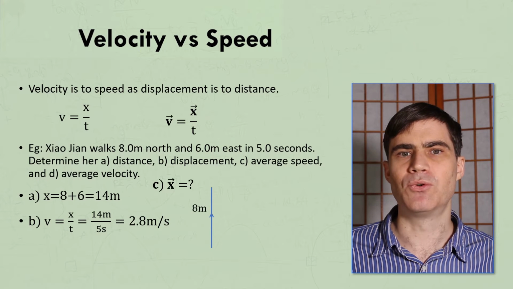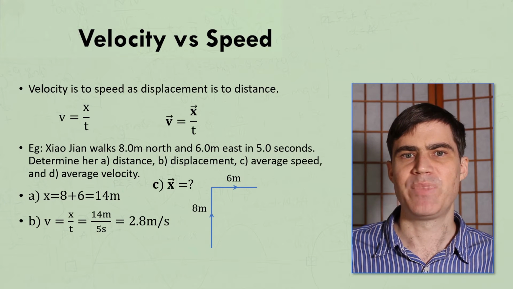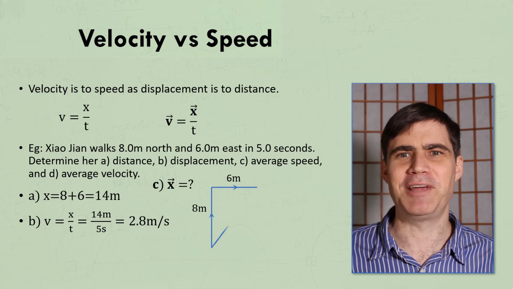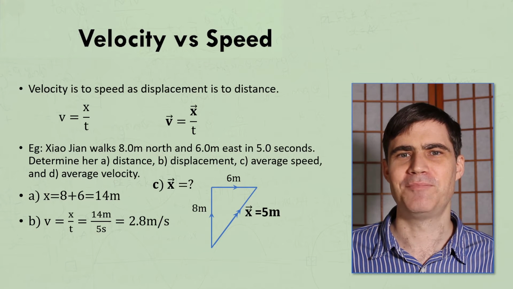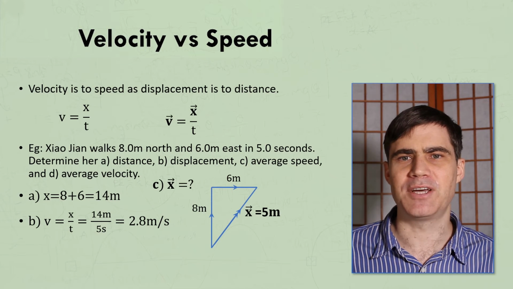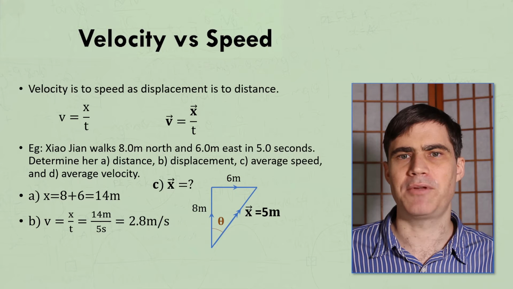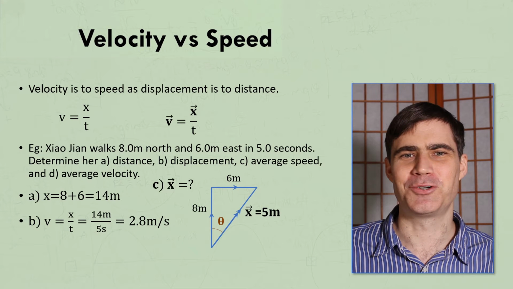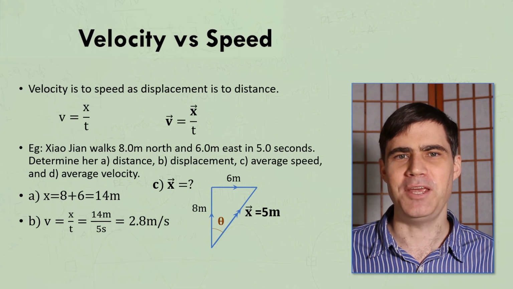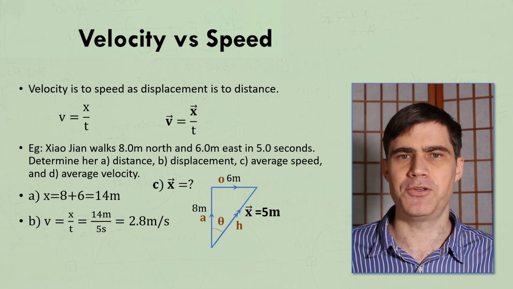She walks 8 meters north and then 6 meters east. Any self-respecting physics student would recognize this as a 3-4-5 triangle. But because displacement is a vector, we're going to need to give our answer with an angle. Any good physics student should also know SOH-CAH-TOA. So here we have the adjacent, opposite, and hypotenuse.